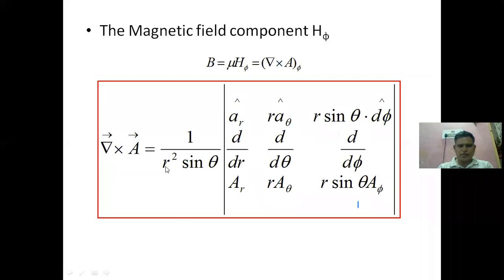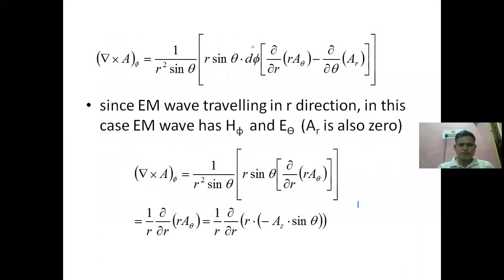R into sin θ divided by R square sin θ. What is the φ term? You have to omit this column and this row: ∂/∂R of (R A θ) minus ∂/∂θ of A R. See here, since the electromagnetic wave is traveling in the R direction, in this case the electromagnetic wave has only H φ and E θ. A R is also 0. You have to remember this thing.